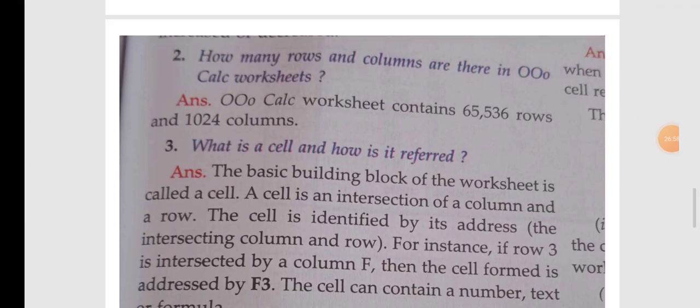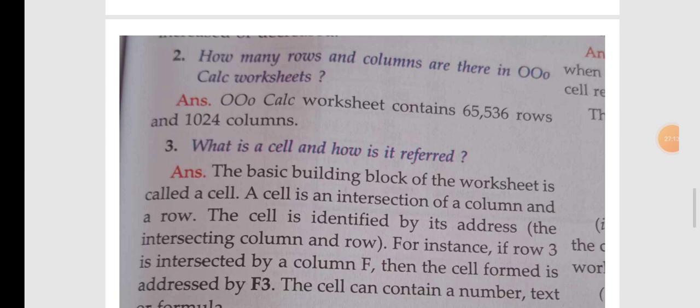Next question is, how many rows and columns are there in a Calc worksheet? So 65,536 rows and 1,025 columns are there. Okay, and what is a cell and how is it referred?